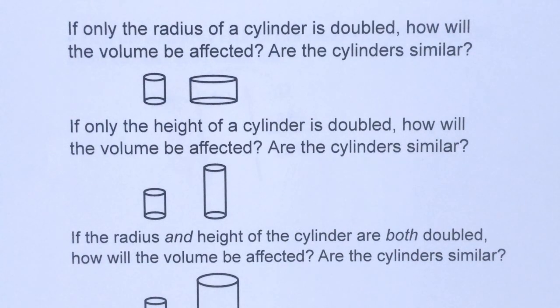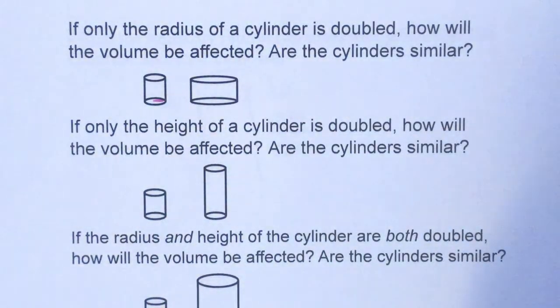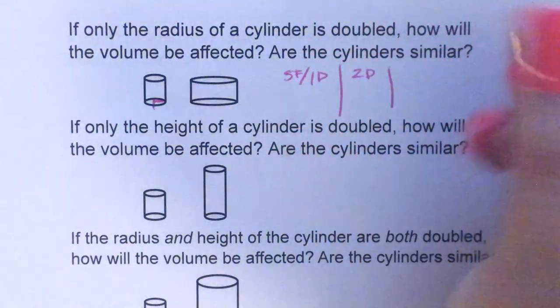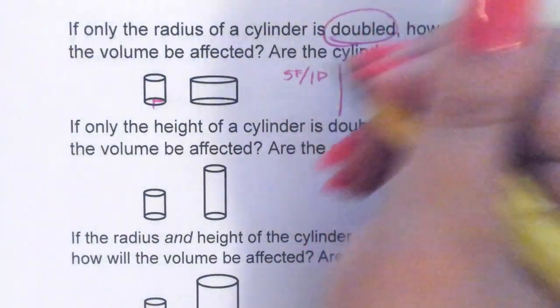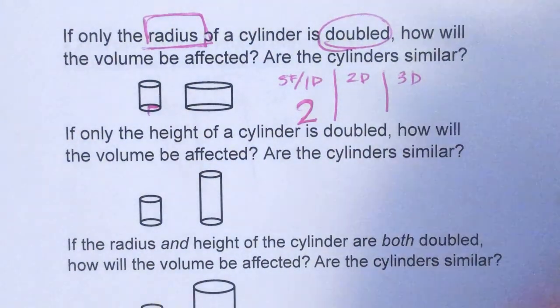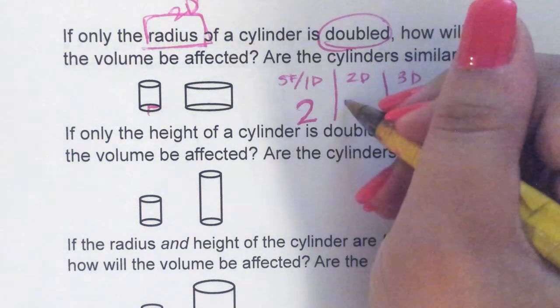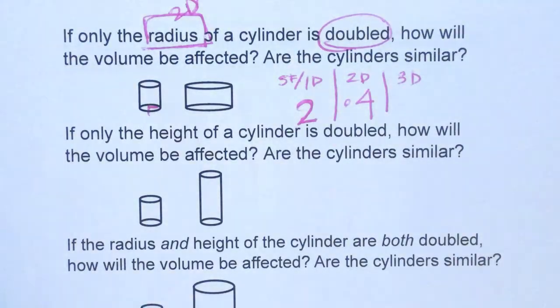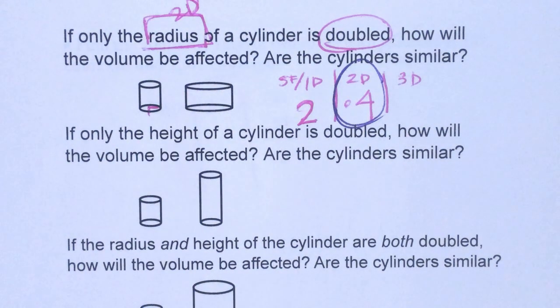I'm not saying a radius is a base and a height. But isn't a radius like a base and a height? Your radius is 2 dimensions. That's why we square it. So if I double the radius, what's my scale factor? It's doubling, so it's 2. And I'm doubling the radius. How many dimensions is a radius? A radius is 2 dimensions. So what will I be doing to my volume? So what's 2 squared? So my volume will be 4 times as big.